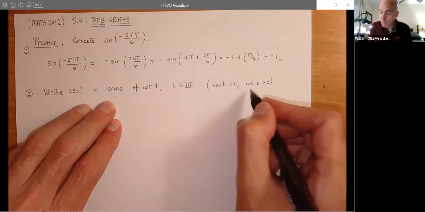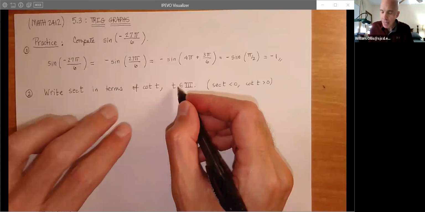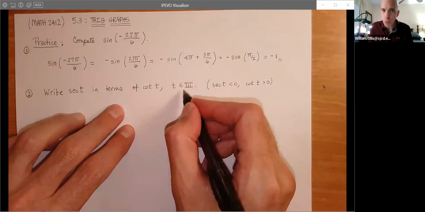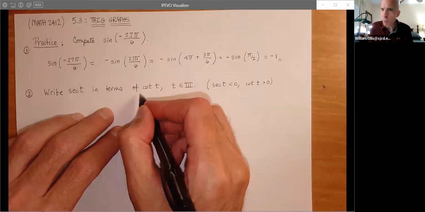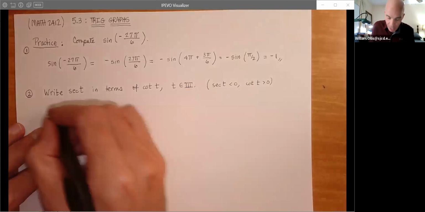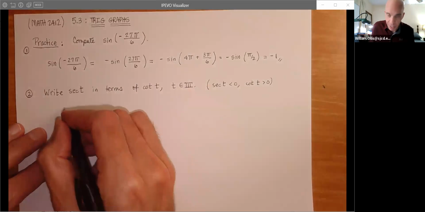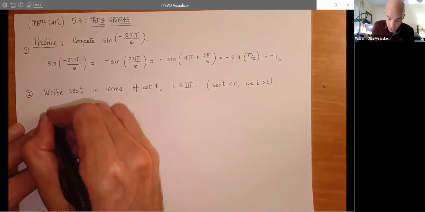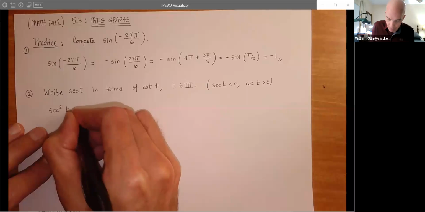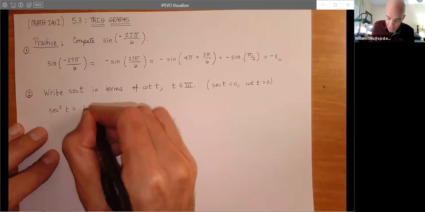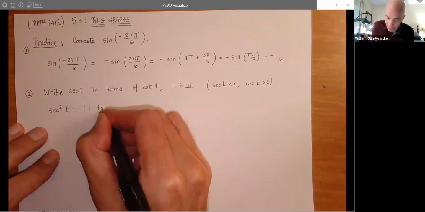So again, if you don't know where the t terminates, then you would only have up to plus or minus here. And we want to be specific. So now, what if we go to our Pythagorean identity, because that's about all we have. So secant squared t, remember that's just 1 plus tangent squared. That's the Pythagorean identity.